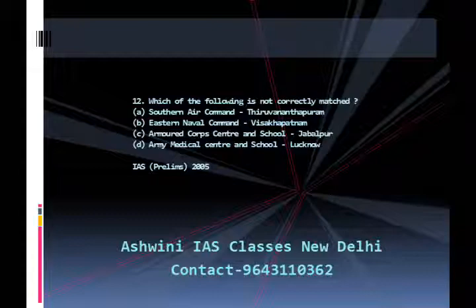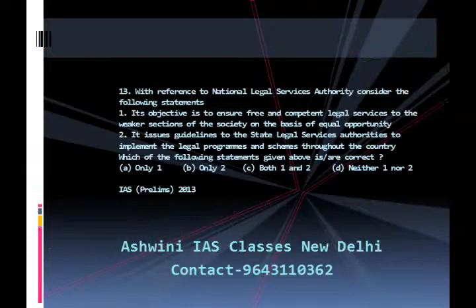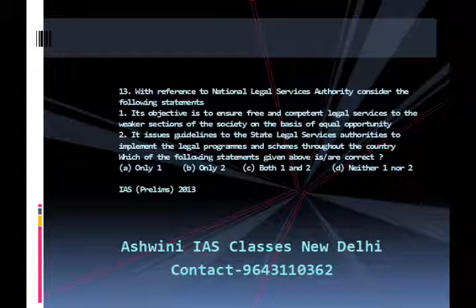Now we move to the next question. With reference to National Legal Services Authority, consider the following statements. First, its objective is to ensure free and competent legal services to the weaker sections of the society on the basis of equal opportunity. Second, it issues guidelines to the state legal services authorities to implement the legal programs and schemes throughout the country. Which of the statements given above is or are correct? A, only one. B, only two. C, both one and two. D, neither one nor two.